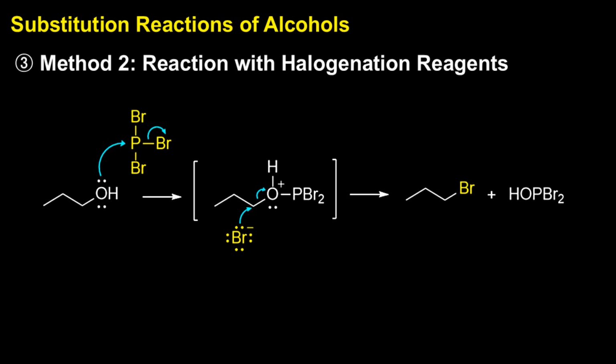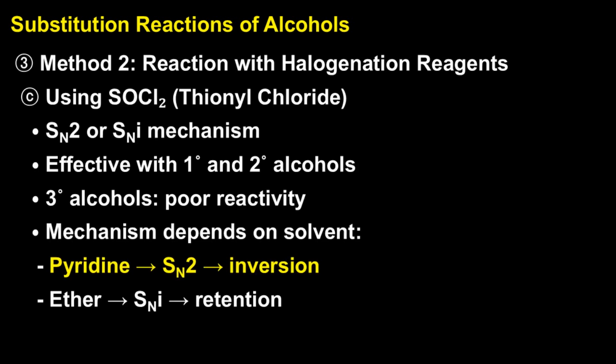Let's take a closer look at how this mechanism works with phosphorus tribromide, or PBr3. First, the lone pair on the alcohol's oxygen attacks the phosphorus atom, and that pushes out one of the bromide ions. This gives us a charged intermediate, where the oxygen is now bonded to the phosphorus group. Next, the free bromide ion that got kicked out earlier comes back in and performs a backside attack on the carbon. That knocks off the entire OPBr2 group as the leaving group, and just like that, you end up with an alkyl bromide as your product.